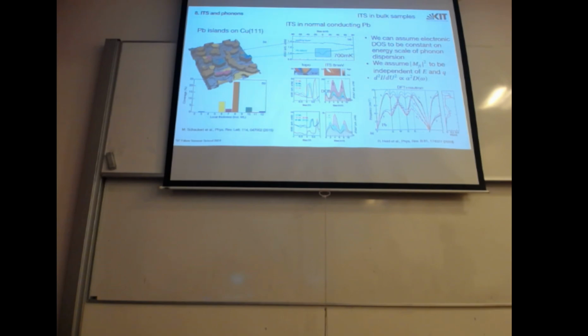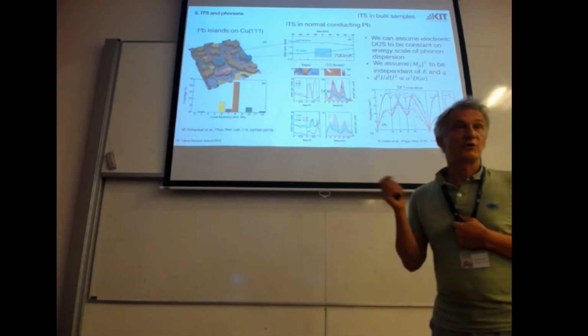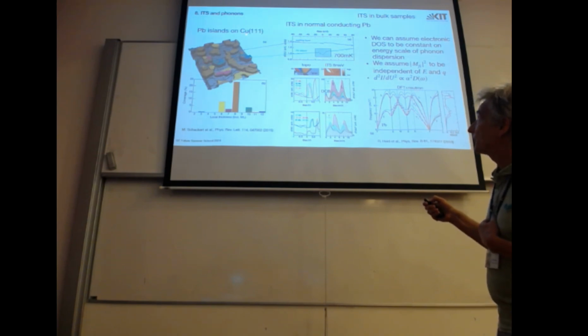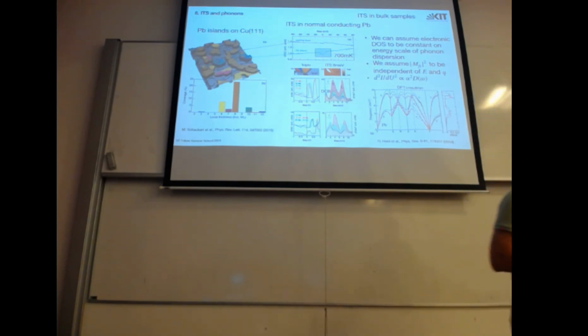So you have to check a material which has a large electron-phonon coupling. If I ask you what I should use, you would say measure a superconductor. Yeah, the electron-phonon coupling is large, so this is superconducting. Let's take lead. We try lead, and we put it on copper 111. Copper 111, of course, is not superconducting.